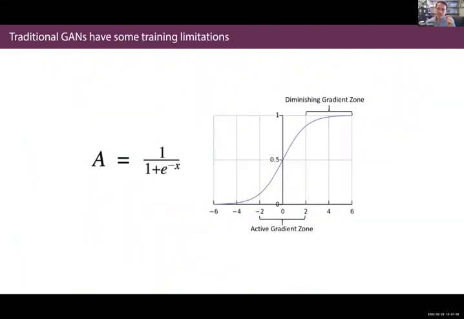And the problem has to do with the difference between a traditional GAN and the so-called Wasserstein GAN. A traditional GAN has this problem of what's called a diminishing gradient zone.